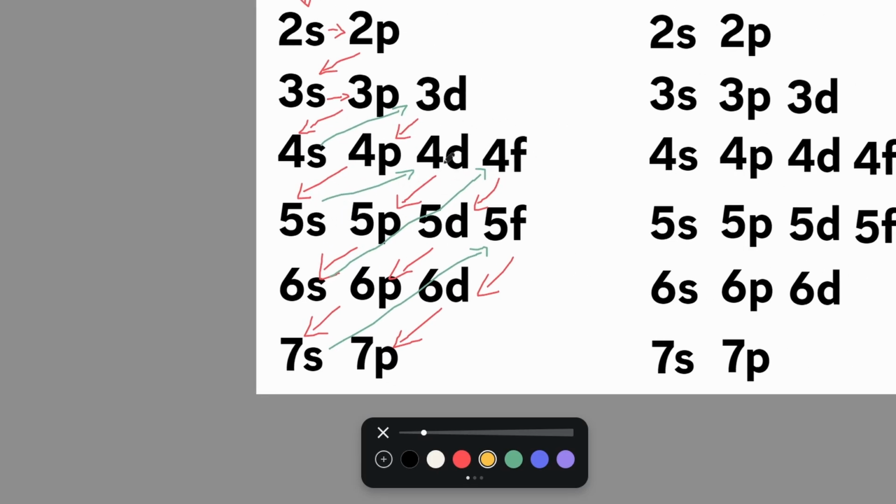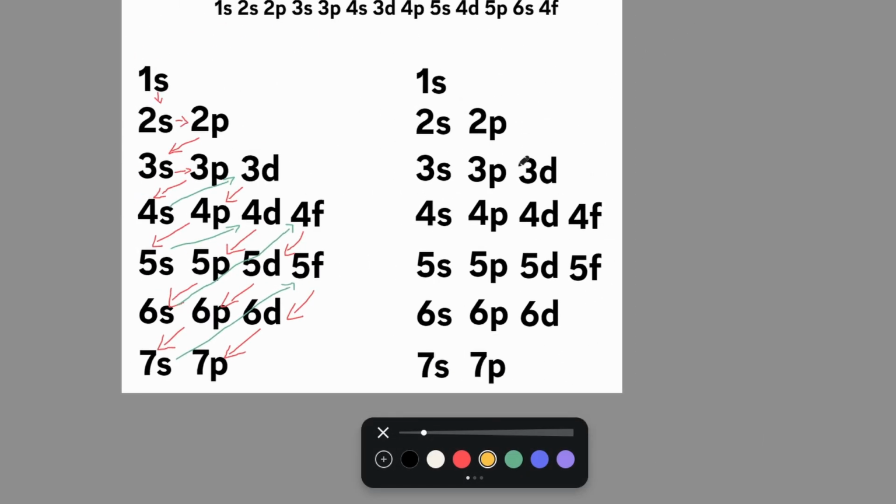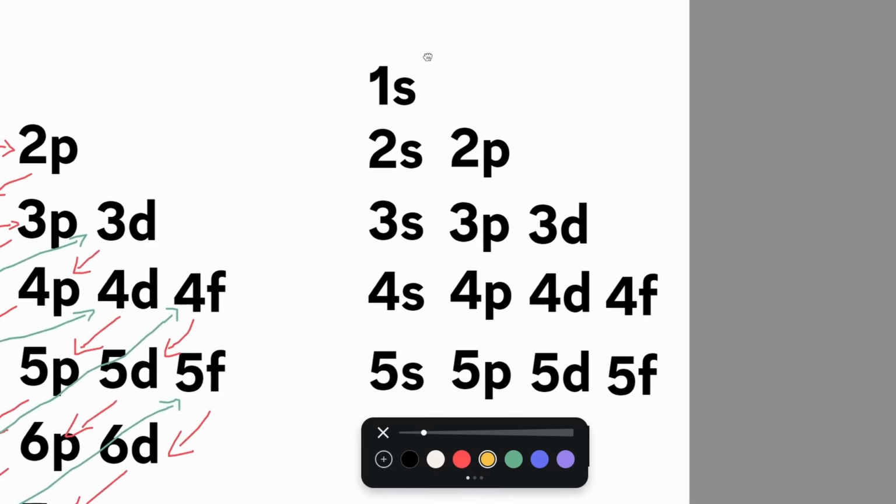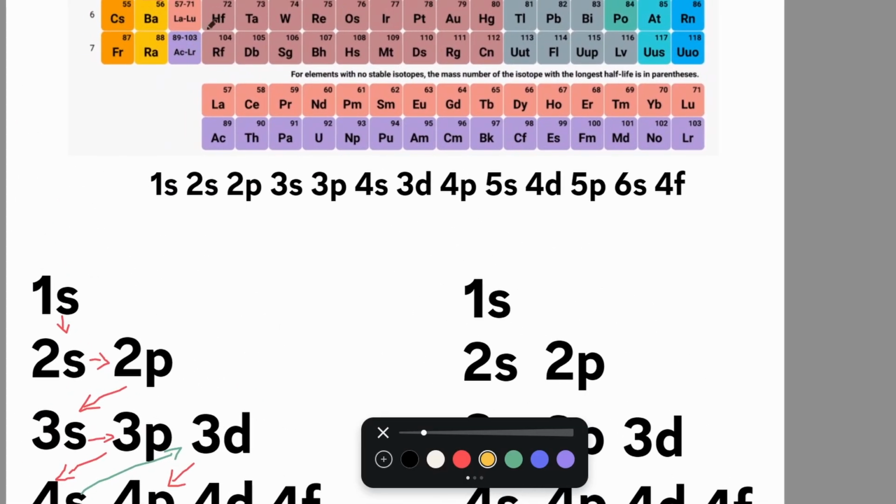And then up here, 4d, and then after you fill 5s, you go to 4d, 5p, 6s, and then go up here, and then go down again, and go up, and then go down again. Okay, so instead of just showing you this, I'm just going to demonstrate it live, I guess.